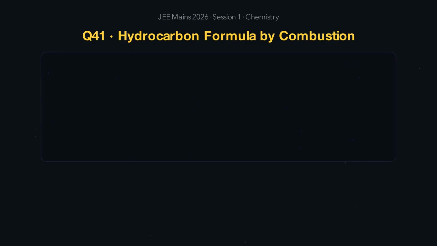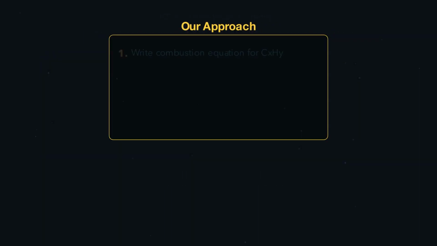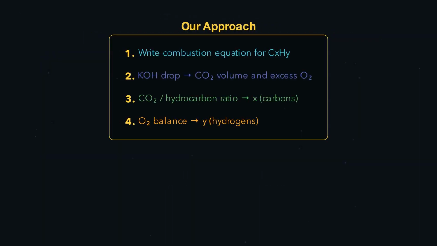A mystery hydrocarbon burns completely in oxygen. The leftover gas volumes hold a precise chemical fingerprint. Let's decode it. Here's our approach. First, we write the general combustion equation for any hydrocarbon. Then, since KOH dissolves carbon dioxide, the volume drop on KOH treatment tells us exactly how much CO2 formed.